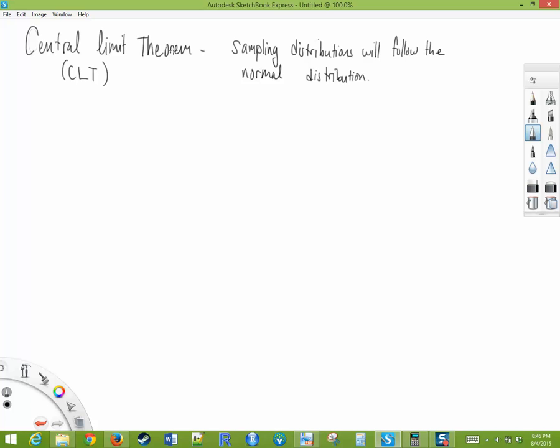Theorem. Yeah, it's a central limit theorem, and it's the idea that our sampling distributions will follow the normal distribution. This is actually a remarkable finding. But there are a few conditions, okay? A few conditions must be met for the central limit theorem to be applicable.